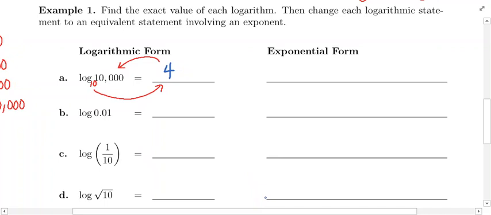As far as the exponential form goes, we're going to rewrite this statement without a logarithm. We're basically explaining ourselves.